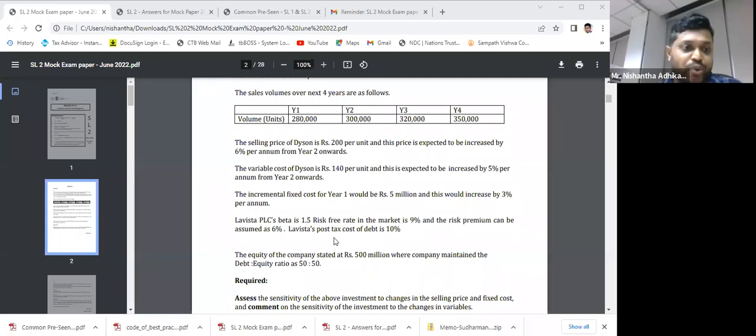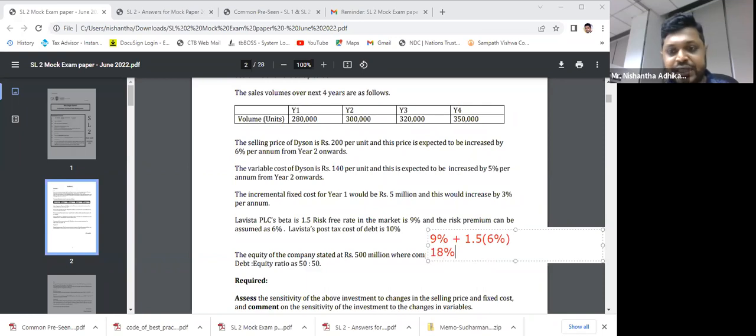Capital asset pricing model, you have already learned how to calculate: risk-free rate plus beta into risk premium. I will quickly calculate it. Your risk-free rate is how much? 9%. 9% plus beta 1.5 into risk premium 6%. Then what is the value? 9% plus 9%, it will be 18%, which is your cost of equity. Cost of equity will be 18%.